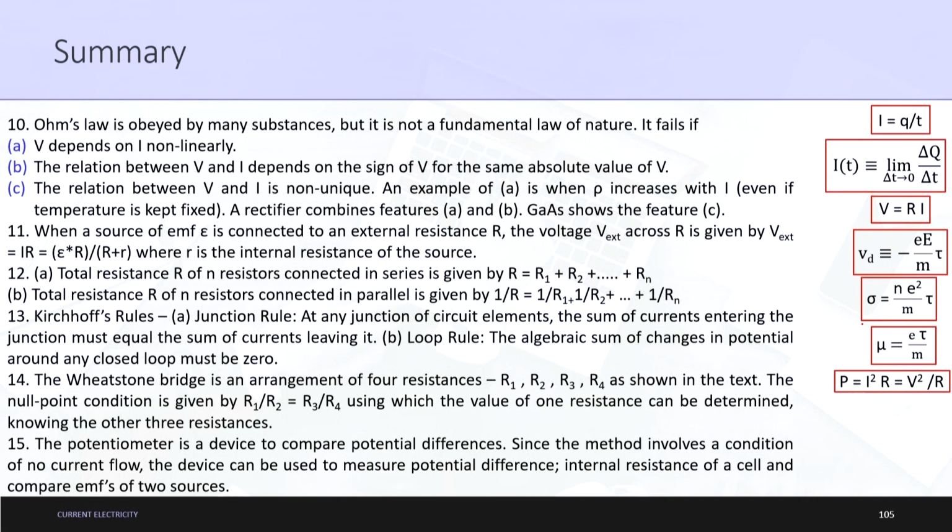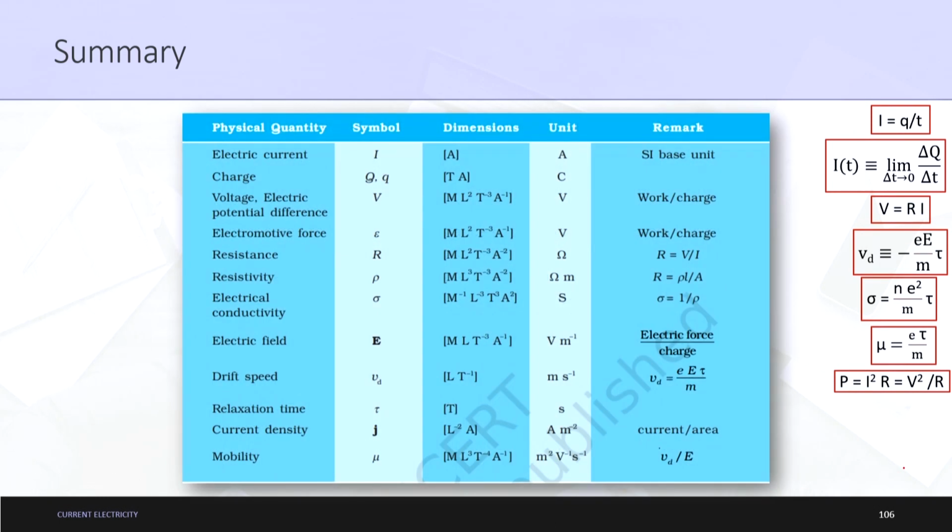Next, these are the limitations of Ohm's law being talked about here. Then the series and parallel resistors, then Kirchhoff's laws. This is the junction rule, this is the loop rule, then Wheatstone bridge, for which the balance condition is R1 by R2 is equal to R3 by R4, and then potentiometer applications are being used, that is it can be used for epsilon 1 by epsilon 2 is equal to L1 by L2, and similarly we can use the value of small r is equal to capital R into L1 by L2 minus 1. So, these are all the different physical quantities which I explained to you in current electricity.